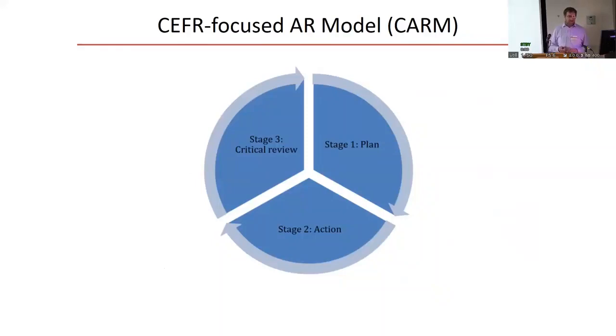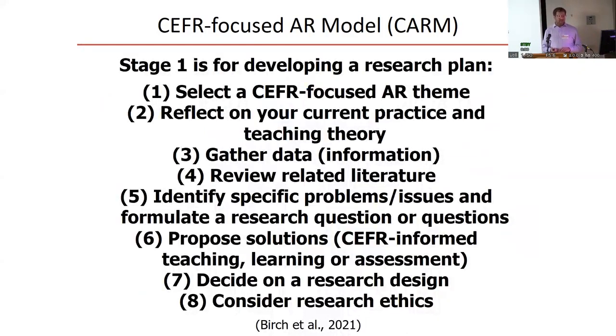So there are 3 stages, and probably the major defining part of all of these stages is the reflective element. Whereas in a lot of the previous models you would have plan, do, reflect, this would split it into reflection at the end of each stage. So stage 1 being developing a research plan. You will recognize number 5 and number 6 there.